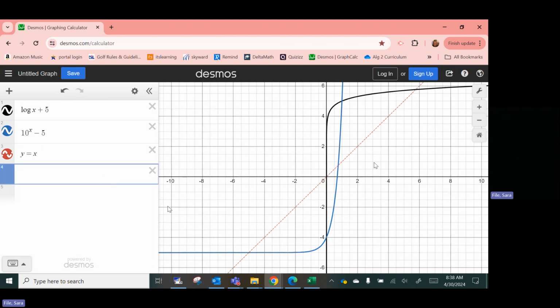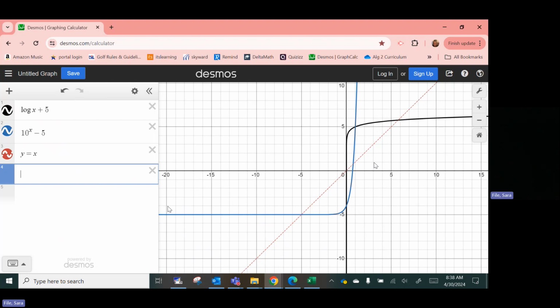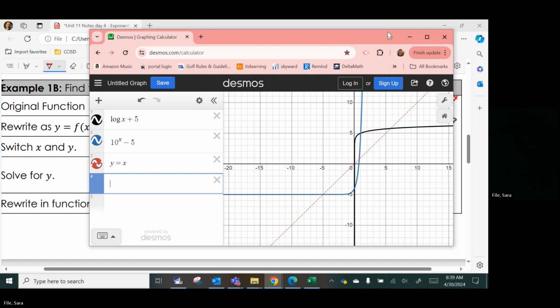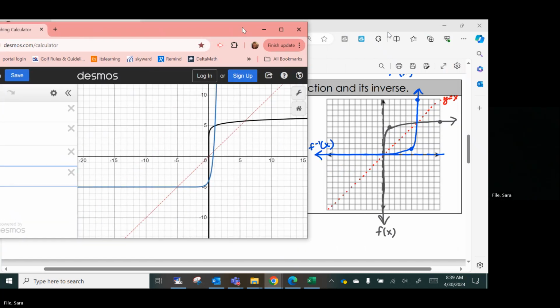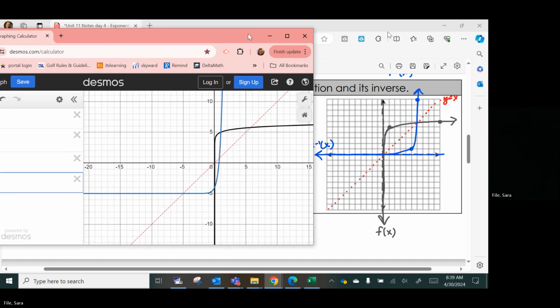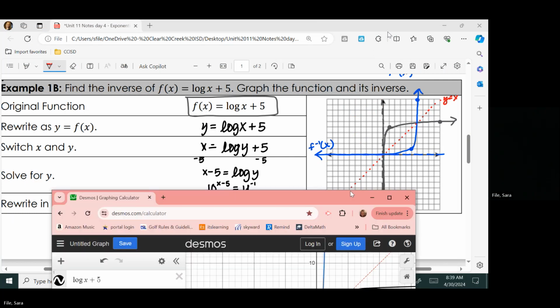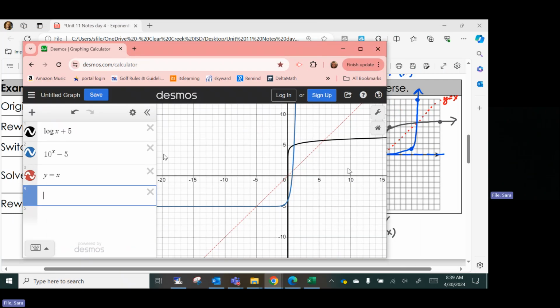So you can see something. Did I write something wrong there? Doesn't match. Let's see. Oh, my minus 5. I was like, that doesn't look right. My minus 5 didn't go in the exponent.